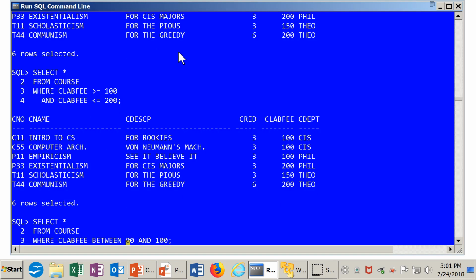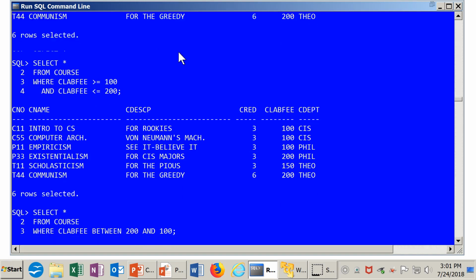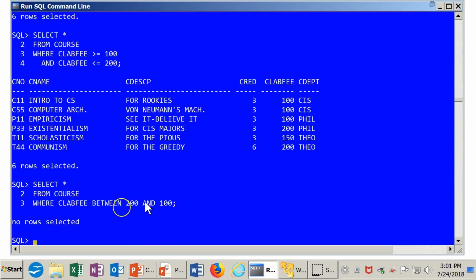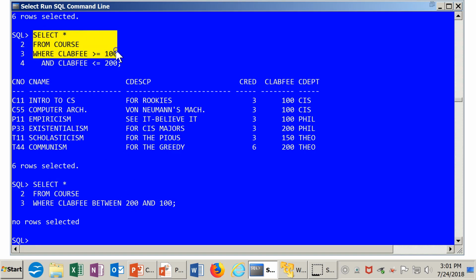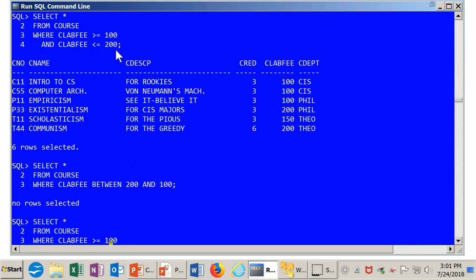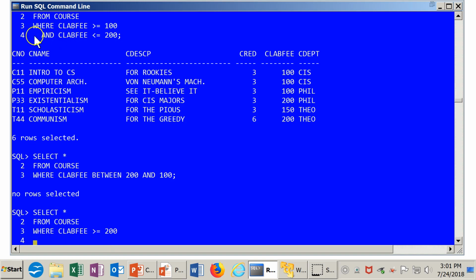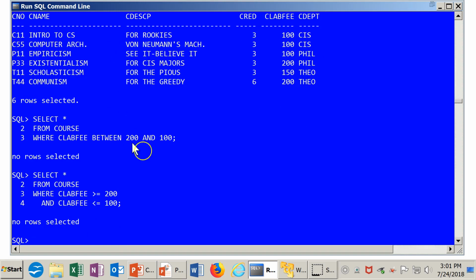See, the system doesn't say, well, which one is smaller. It just goes ahead and says, I'm going to do it greater than or equal to the first thing, less than or equal to the second. So what it will do is treat the query as though you had written it this way. And again, that doesn't make any sense.